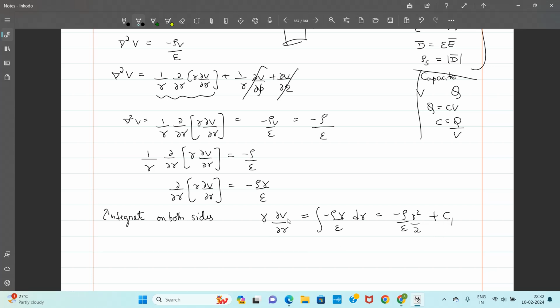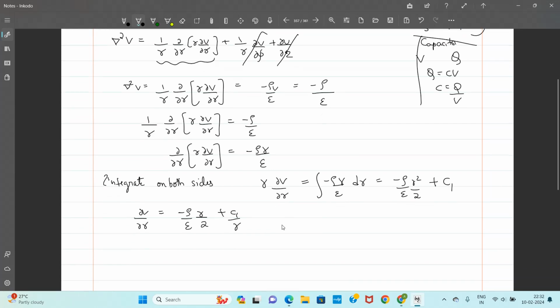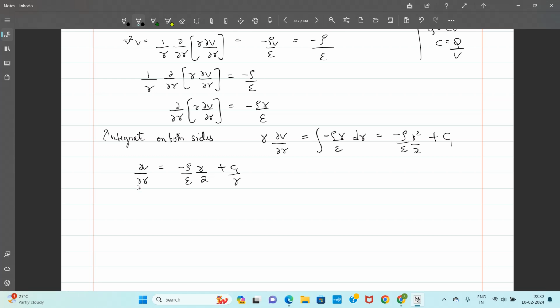So now I have r dou v by dou r equal to minus rho r square by 2 epsilon plus C1. I'll take this r to the right hand side. So dou v by dou r is equal to minus rho by epsilon, r square by r, so it becomes r by 2, plus c1 by r. I just took this r to the other side. Now I have one more differentiation. If I remove that one more differentiation, finally I will be able to get the potential. So for that, again, I have to do integration on both sides.